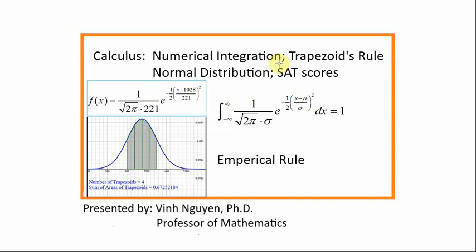This video is on numerical integration method, specifically trapezoid rule. And so as in the illustration of trapezoid rule, I'm going to use what's called the normal distribution and SAT scores.